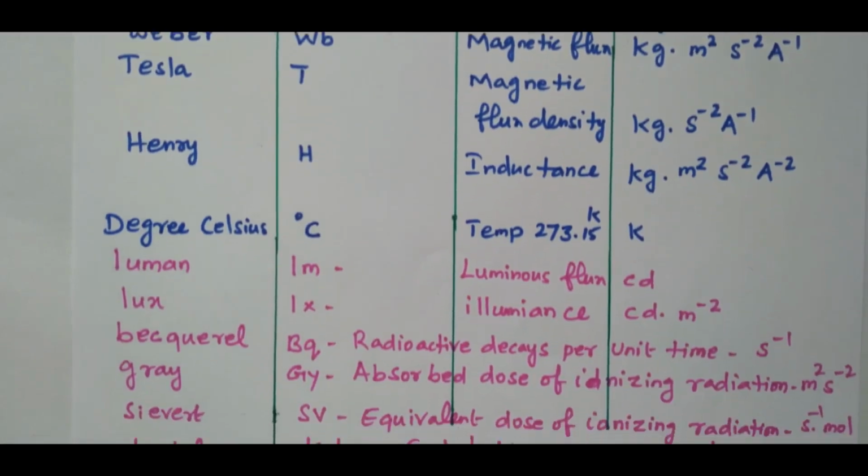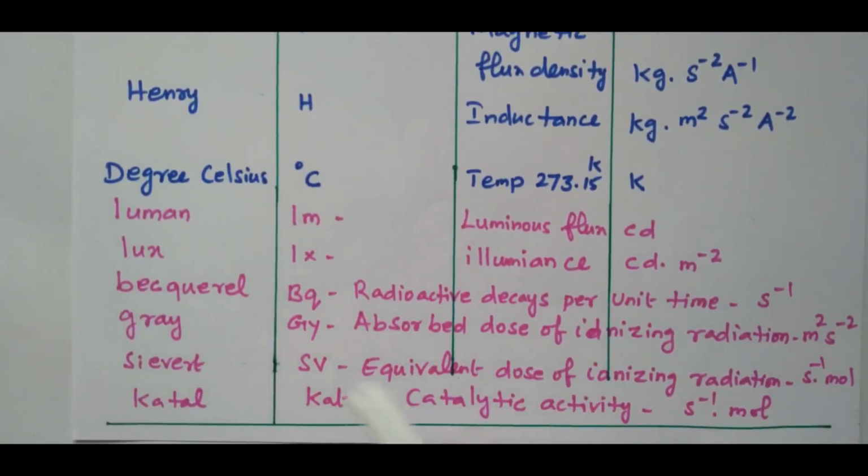The next one is lumen. What is luminous flux? Luminous flux, the unit is lumen, in terms of CD, candela. Then illuminance is lux. The symbol is lx. The base units are CD·m⁻².